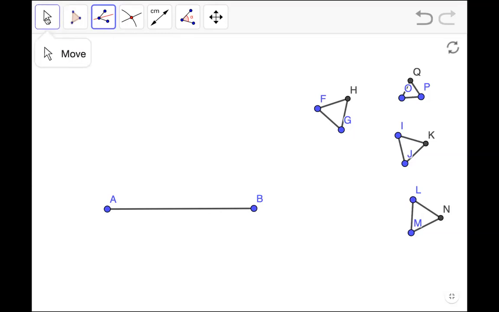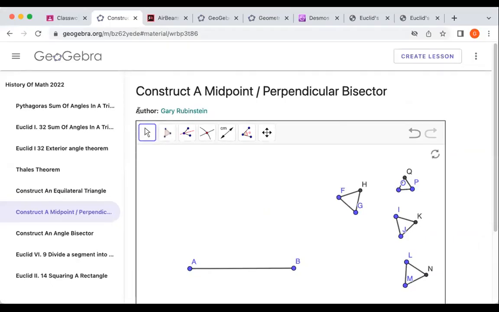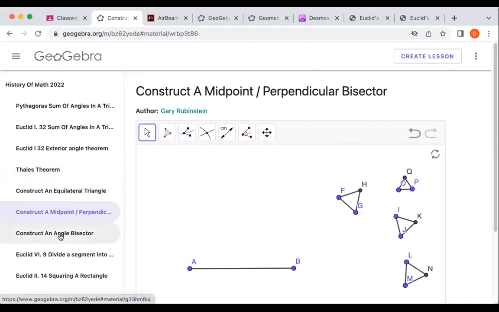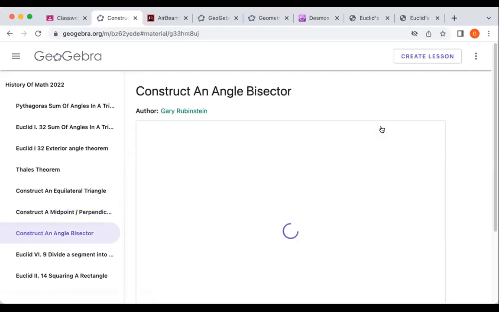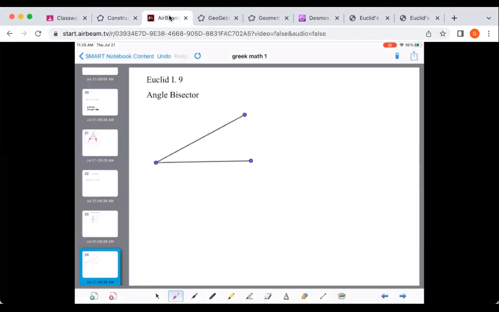I better do 1, 9 first then. Okay, let's do this one first. Angle bisector. This is book 1, proposition 9. Oh, I see, I have it in the wrong order here. Book 1, proposition 9 is angle bisector.